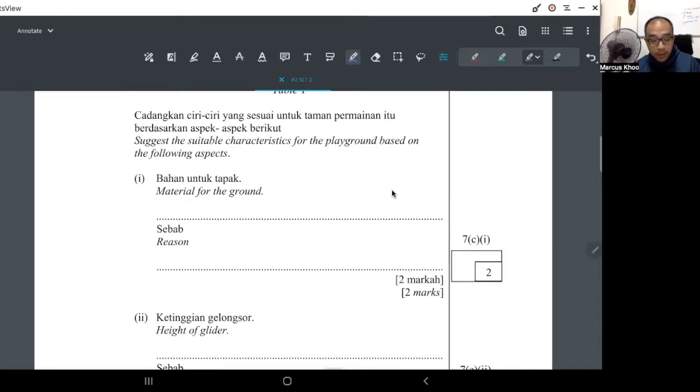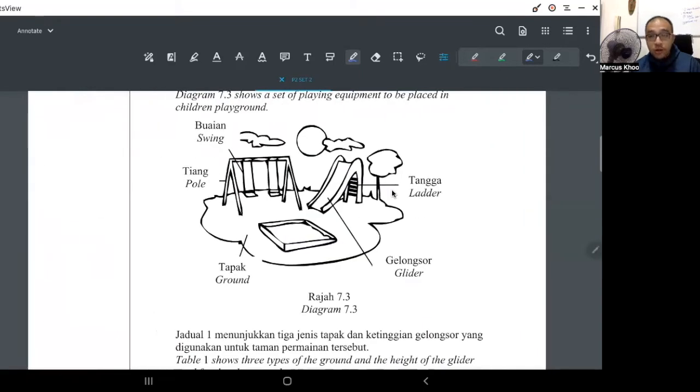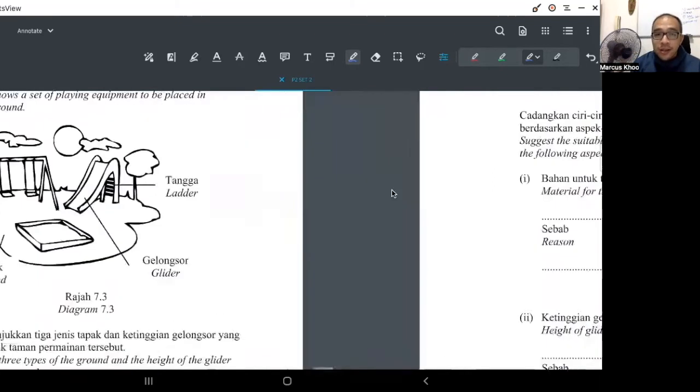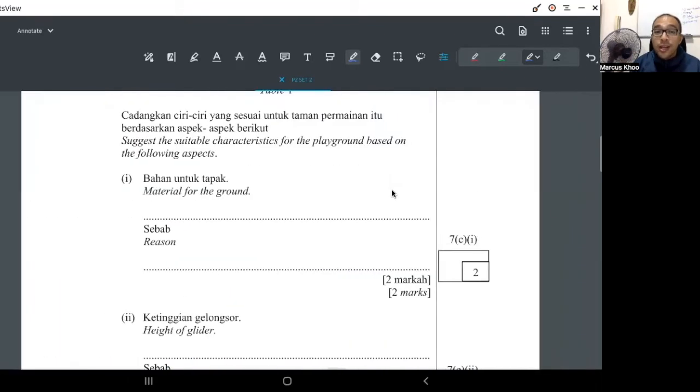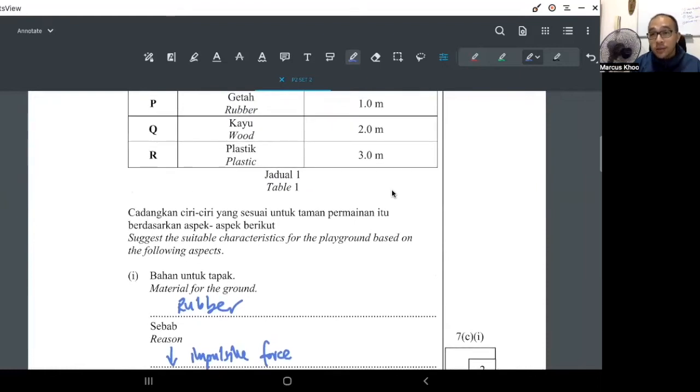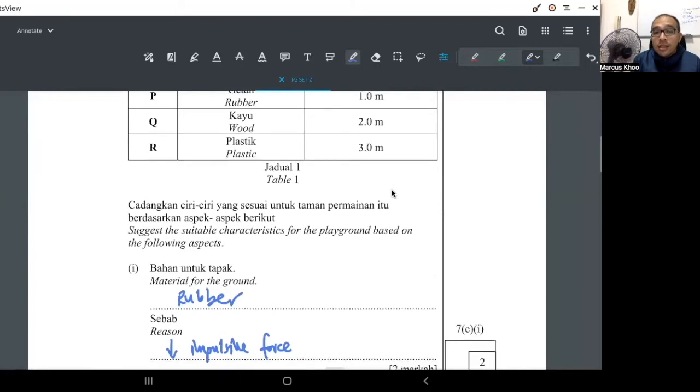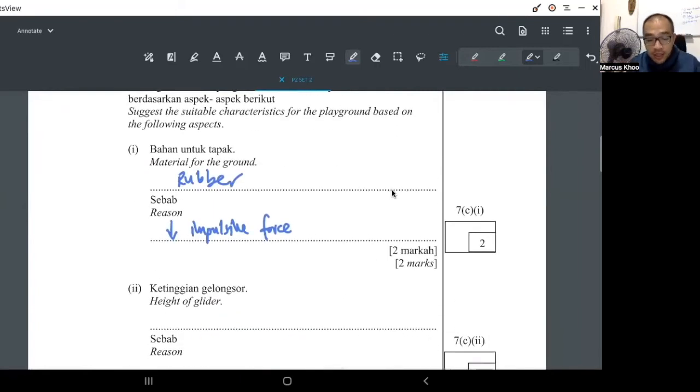Because we're talking about, let's say, they swing, and after they finish swinging, maybe they want to somersault and then land on their feet. Wonder which kid will do that. Or let's say they slide down the slide and want to land somewhere. So you want them to have a soft landing. You obviously don't want to use wood, right? And plastic is actually quite hard. Not as hard as wood, but still quite hard. So small impulsive force is a good answer.